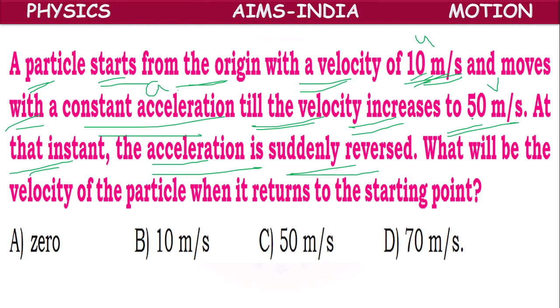After attaining this 50 meter per second velocity, the acceleration is reversed, meaning the acceleration becomes minus a. If the beginning acceleration is a, then it will be minus a. When the velocity is 50 meter per second, the acceleration is minus a. From there, it is coming back to the starting point.